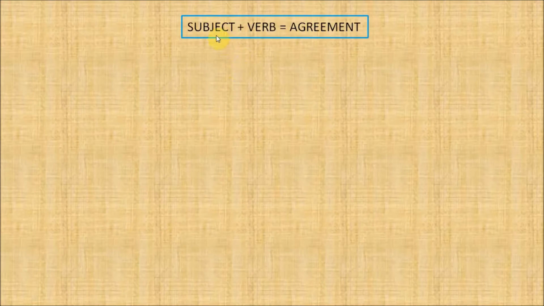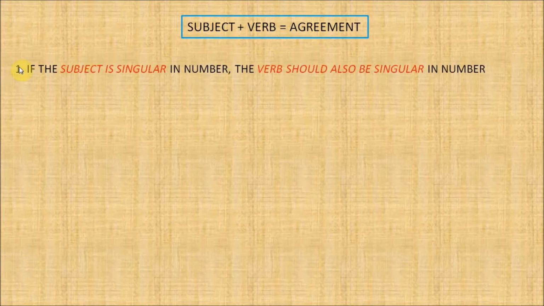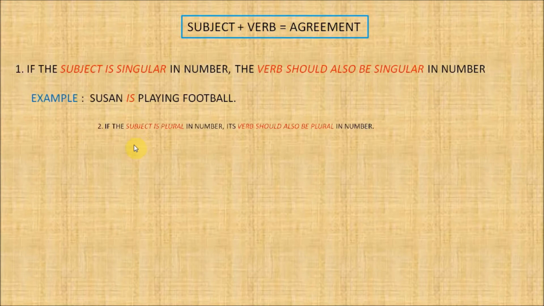Now let's look at subject-verb agreement and some of the points of this topic. Point number 1, if the subject is singular in number, the verb should also be singular in number. For example, Susan is playing football. So Susan is a subject which is singular in number, therefore is is used.